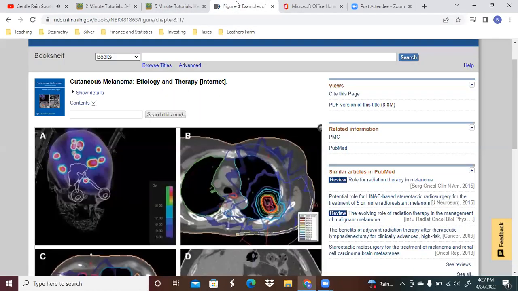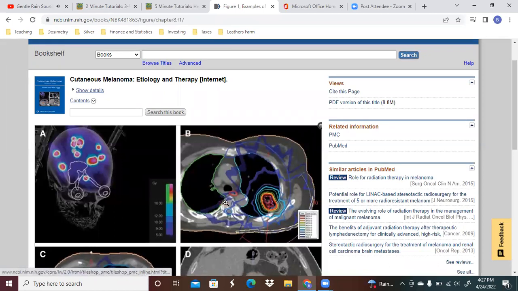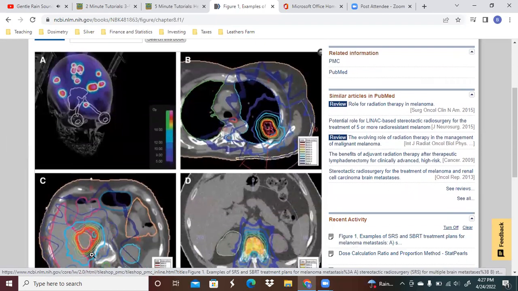Now, SBRT, what you are looking to do here is you're looking to concentrate a very high amount of dose in very few fractions to a specific target. You're trying to limit the amount of scatter dose to anything else around it within certain parameters.